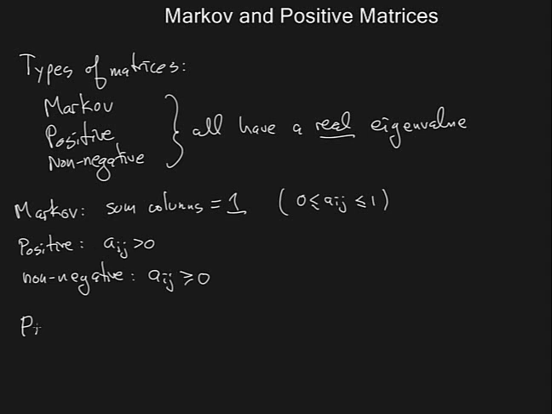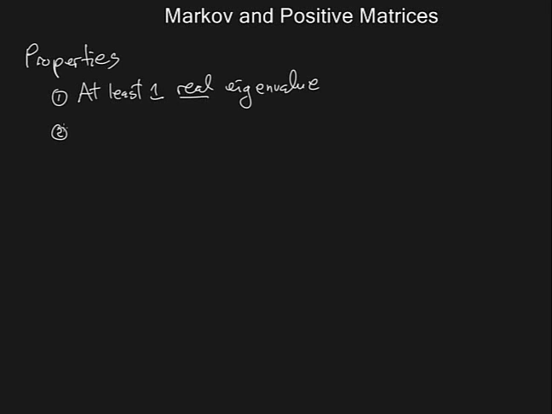Okay, now, besides the property of having a real eigenvalue, there are various other special properties that these matrices have. So let's look at those. Well, here are some properties that they all have. As I mentioned, they have at least one real eigenvalue. Typically, they have more than one.